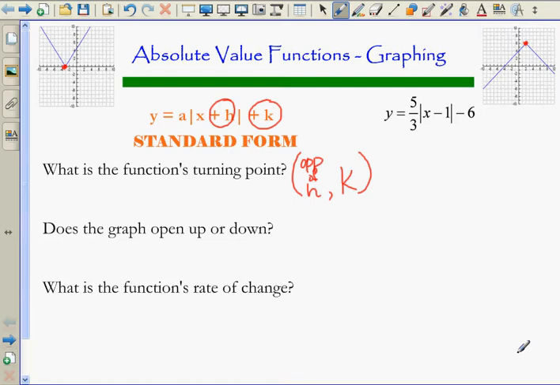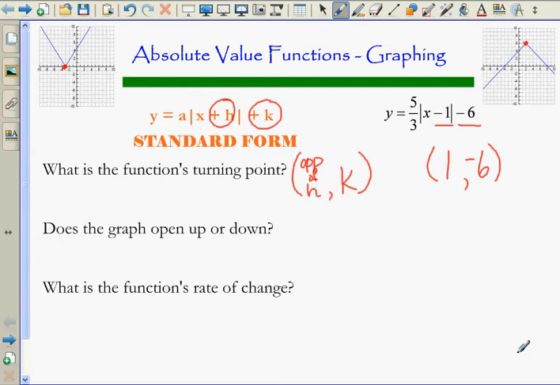So in this equation that I have to the right, y equals 5/3 times the absolute value of x minus 1, minus 6, here's my h and my k. I just have to remember to change the sign on my h. So my h is -1, which means I need to make it a +1 in my turning point. And then my k I can keep the same, -6. So this graph will be turning at (1, -6).